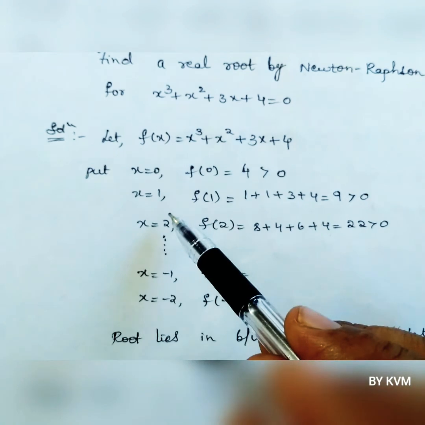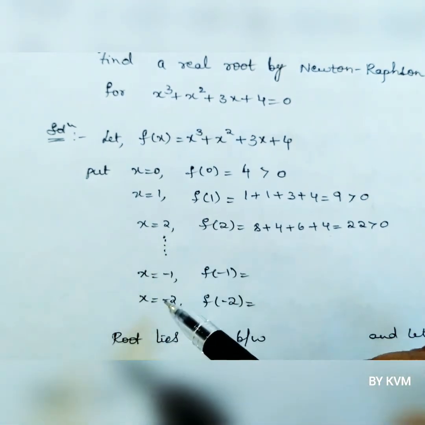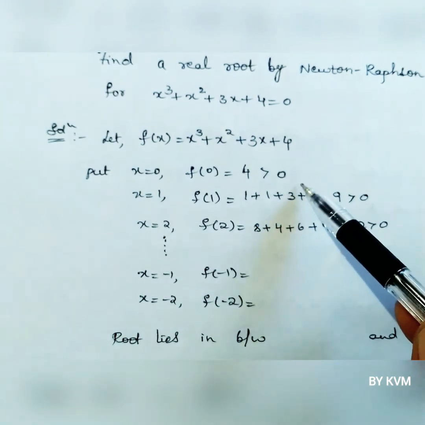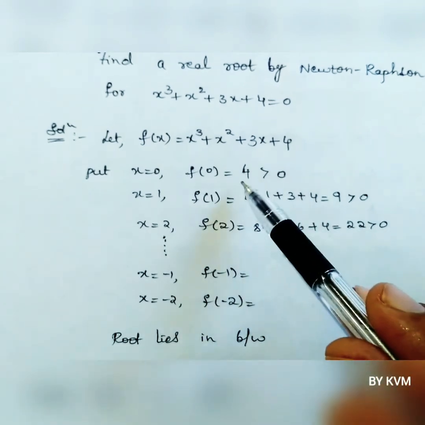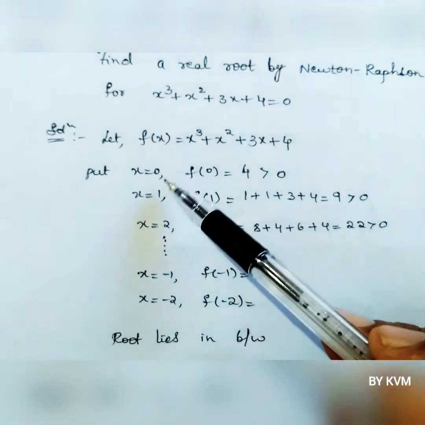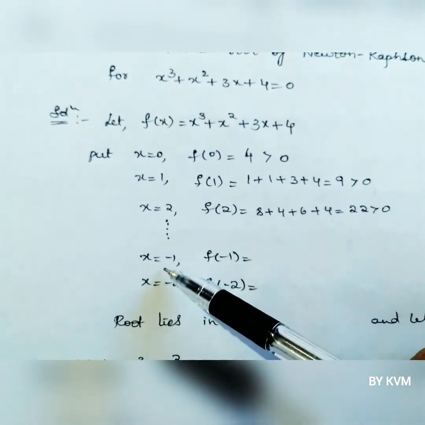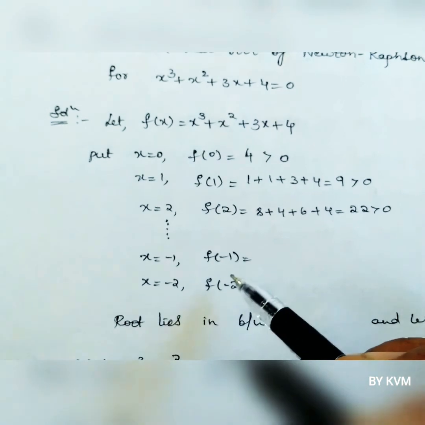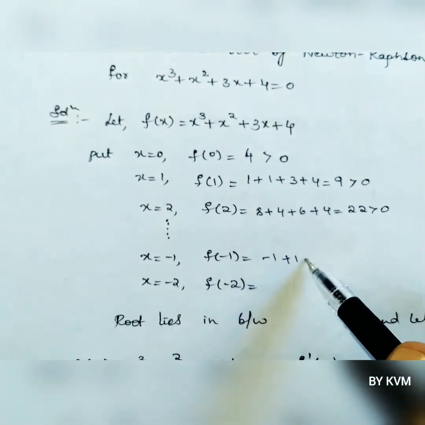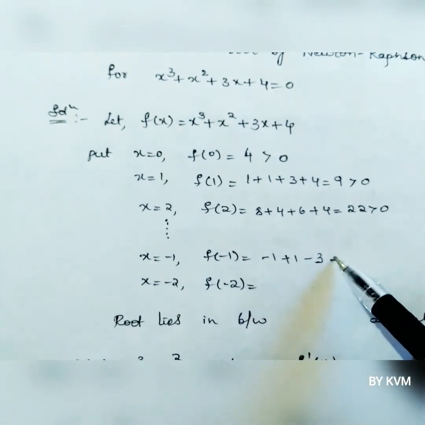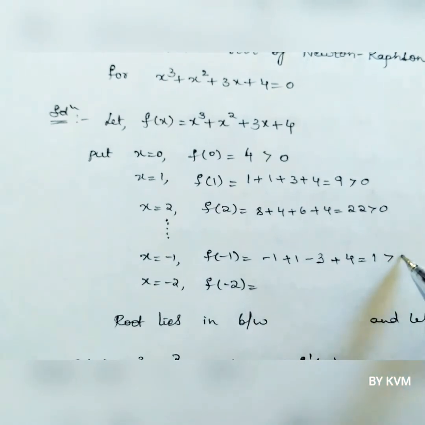So if we give positive values for x, like x equals 1, 2, 3, 4, 5, etc., each and every time we get a functional value which is greater than 0. So always f of x will be greater than 0 for positive values of x. So now give negative values. So x equals minus 1. So f of minus 1 is minus 1 plus 1 minus 3 plus 4 equals plus 1. This is also greater than 0.